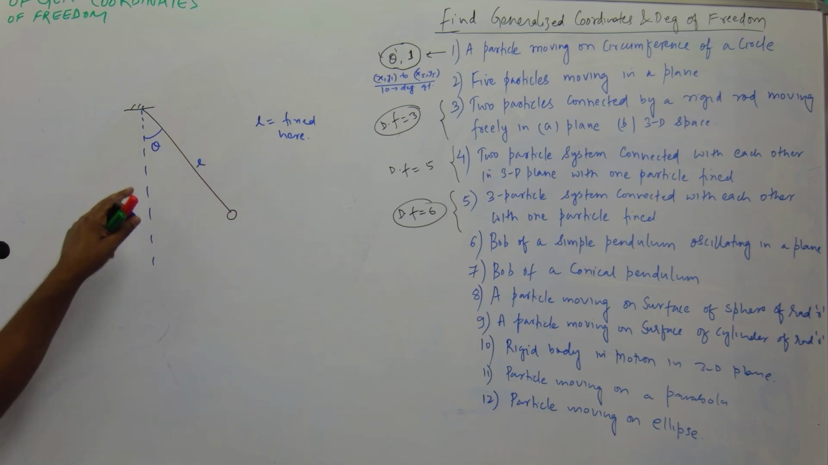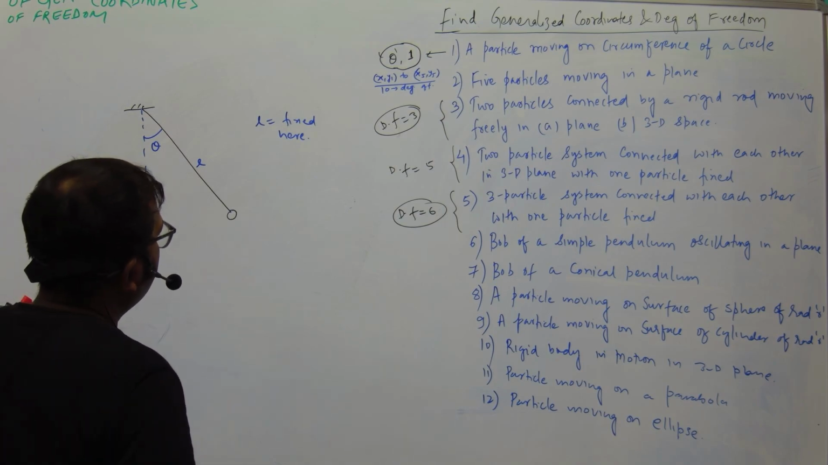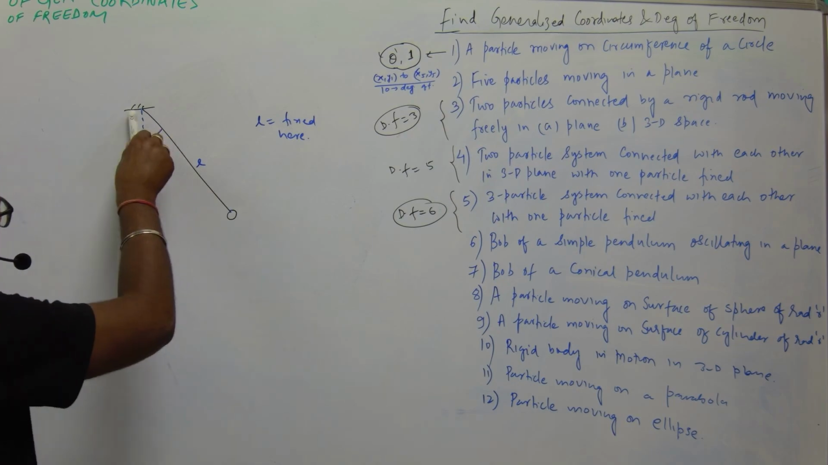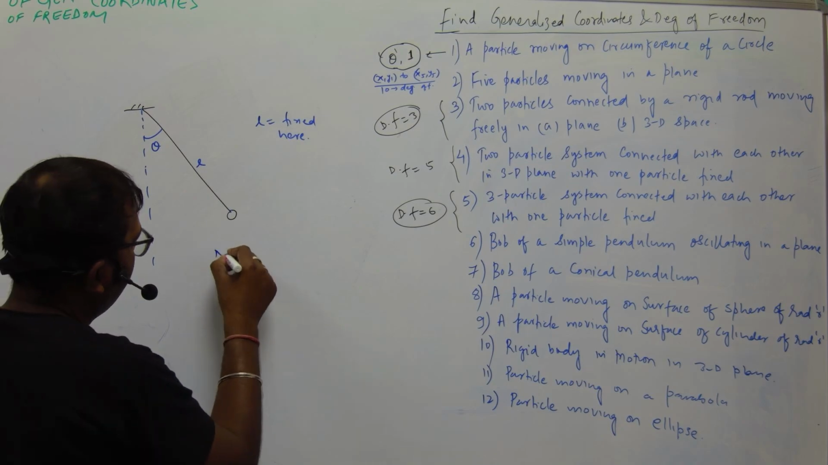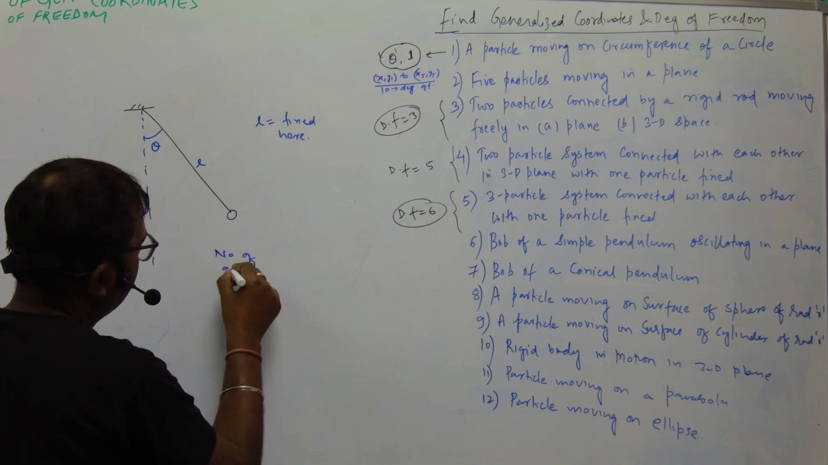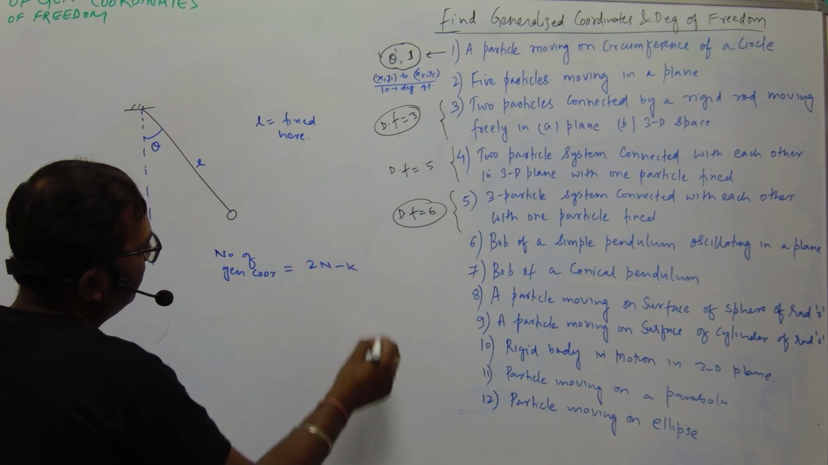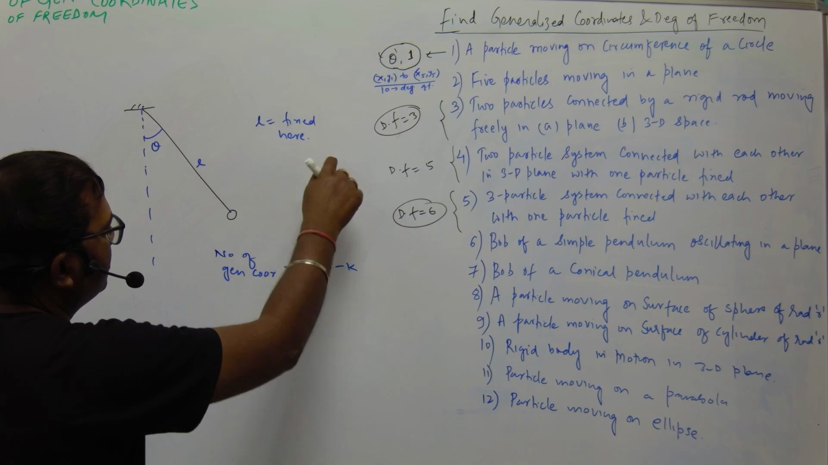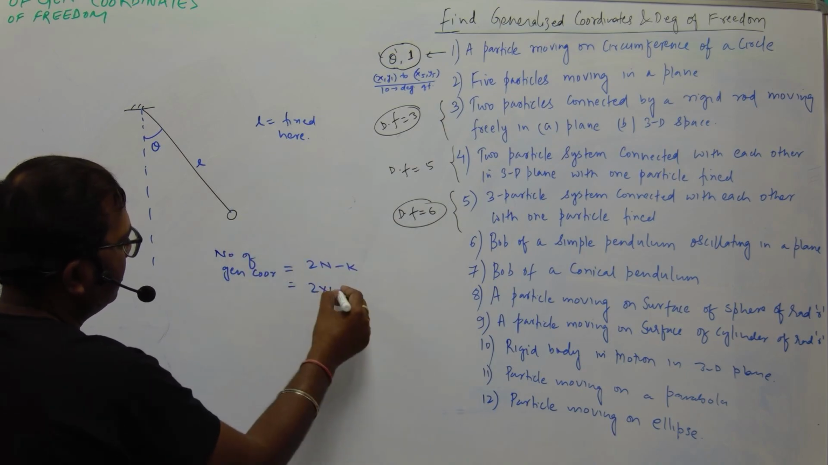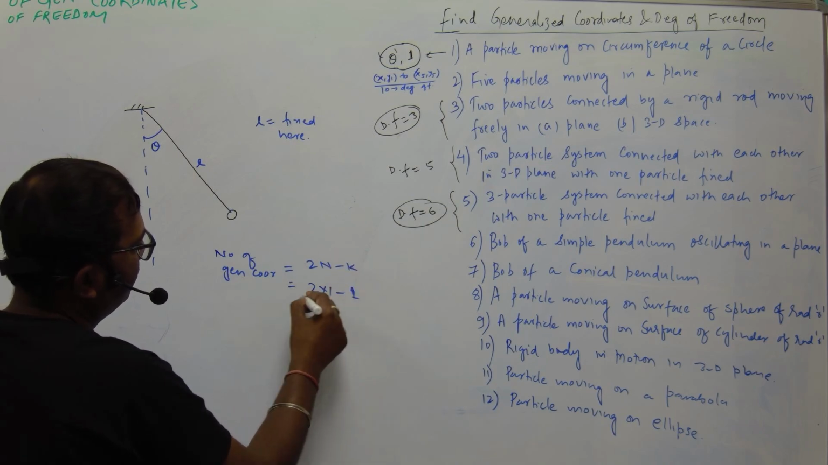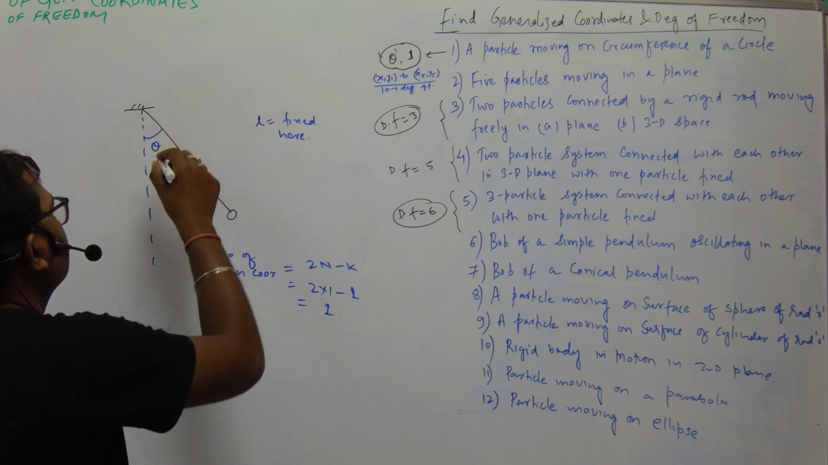Here only theta will determine the position of particle. Since it is moving only in this 2D plane, we have the number of generalized coordinates equal to 2n minus k. And what is the constraint here? L is fixed here, and we have the particle as 1. So 2 into 1, single particle, minus constraint 1, is equal to 1. So the number of generalized coordinate is 1 and that generalized coordinate is theta.